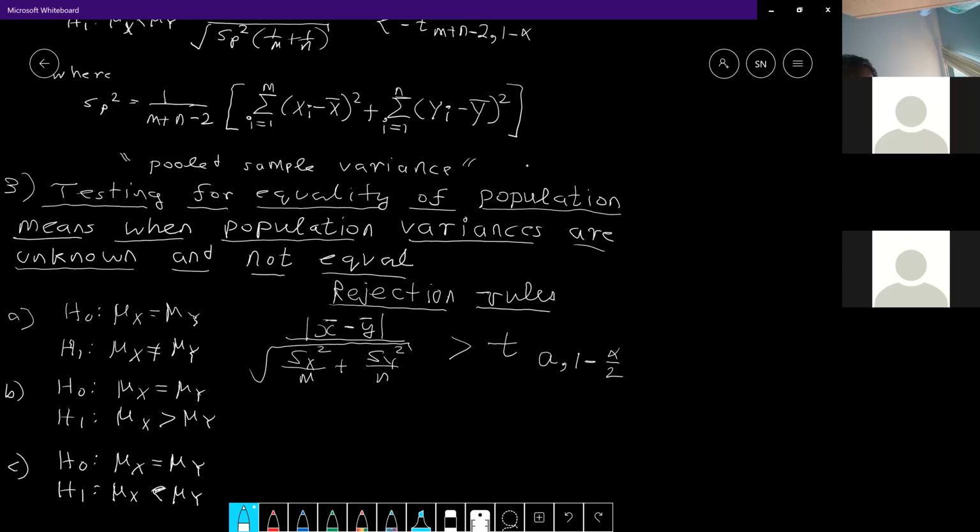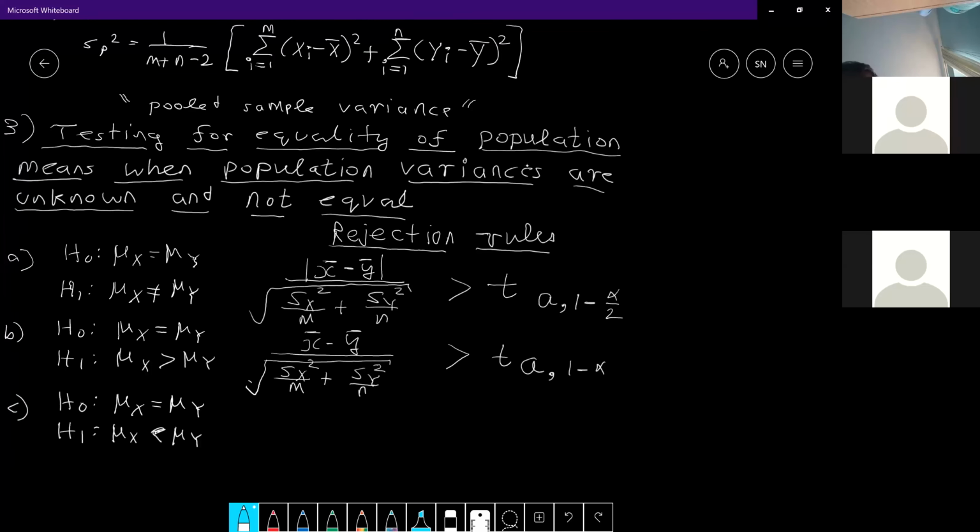For the second set of hypotheses, the rejection rule is as follows. It's x bar minus y bar divided by the same denominator, greater than t A comma 1 minus alpha. So these are all percentiles of the t distribution. And the final one is x bar minus y bar divided by this, less than minus t A comma 1 minus alpha. This is A, not to be confused with alpha.